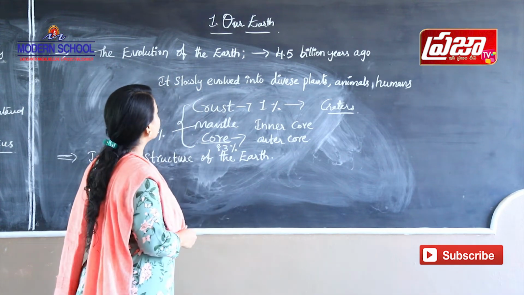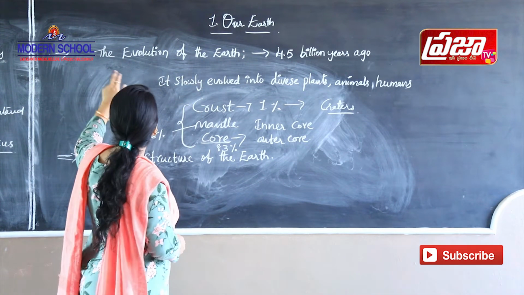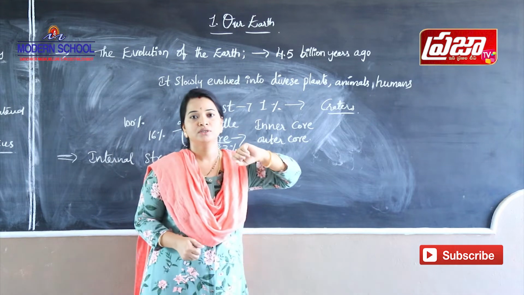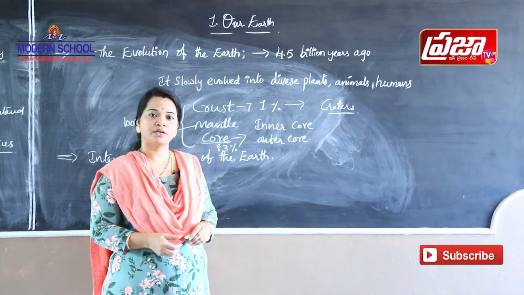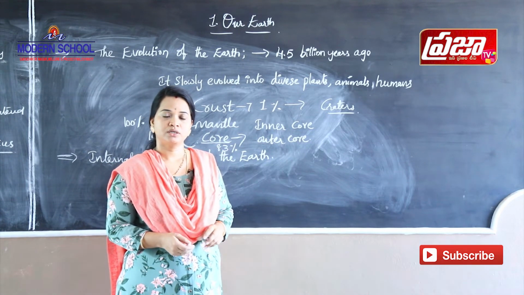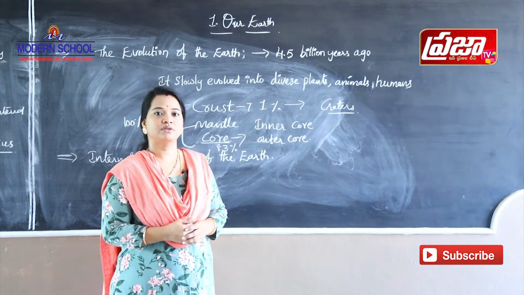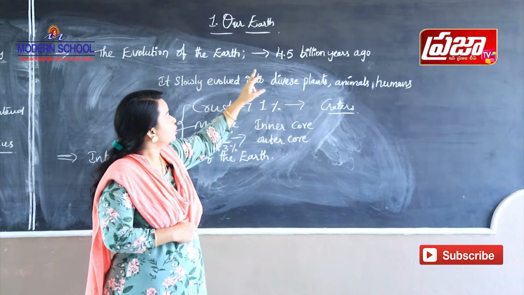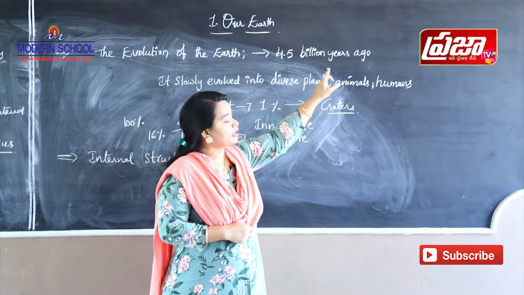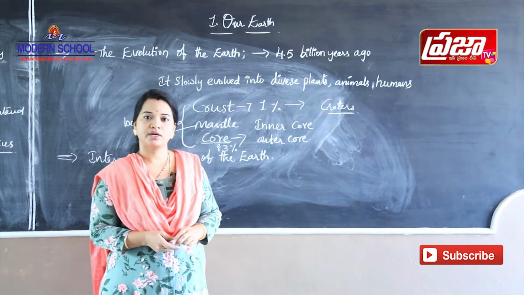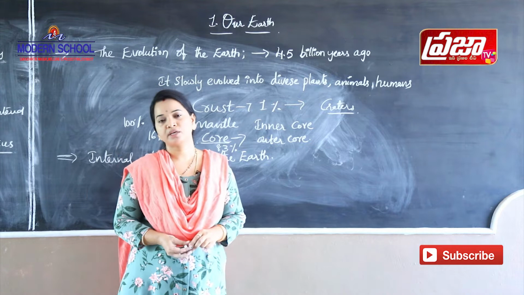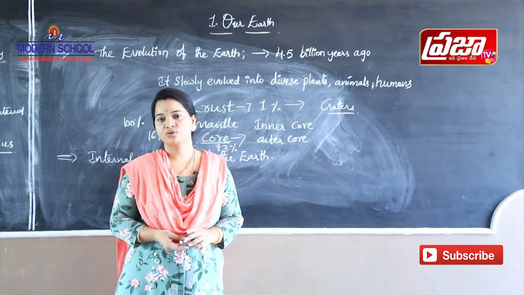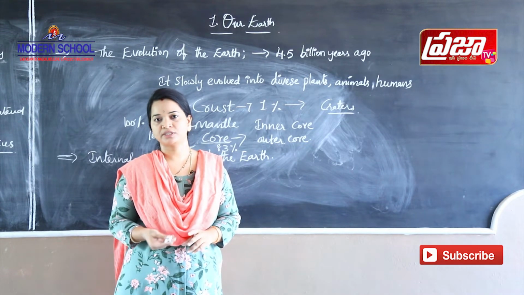So the next topic in the lesson is Earth, the evolution of the Earth. The scientists are still debating about the formation of the Earth, and a few scientists are explaining that about 4.5 billion years ago the Earth started forming. It means we have discussed the formation of the universe and the sun.